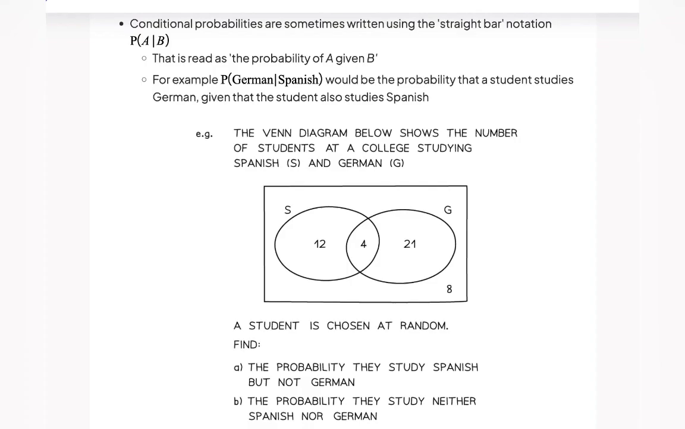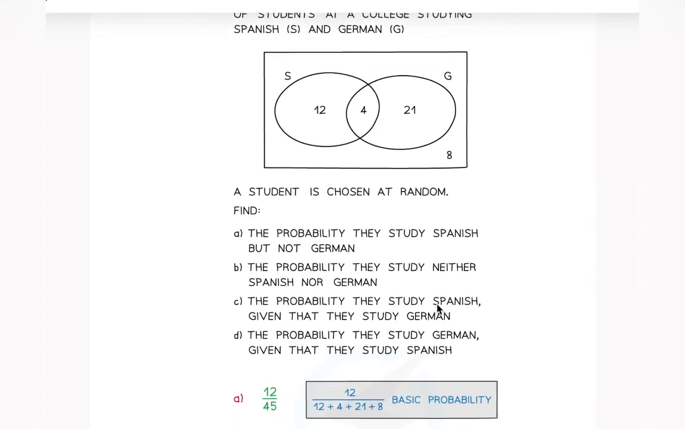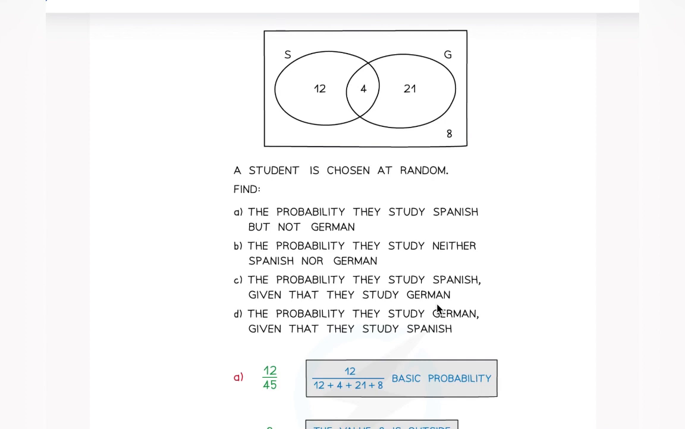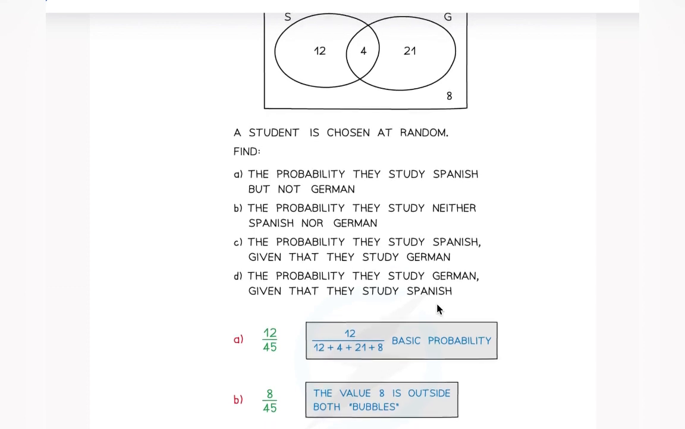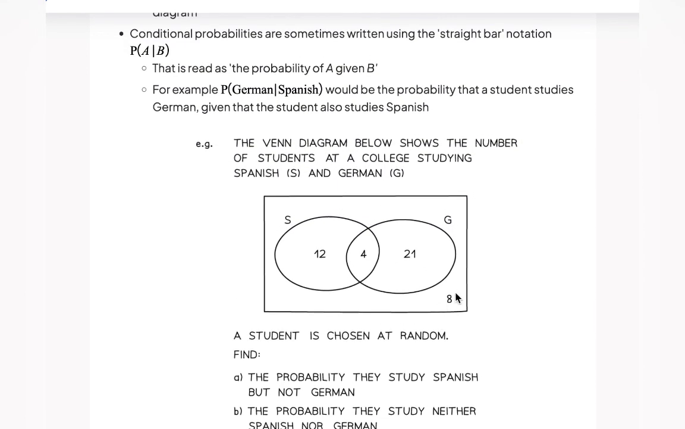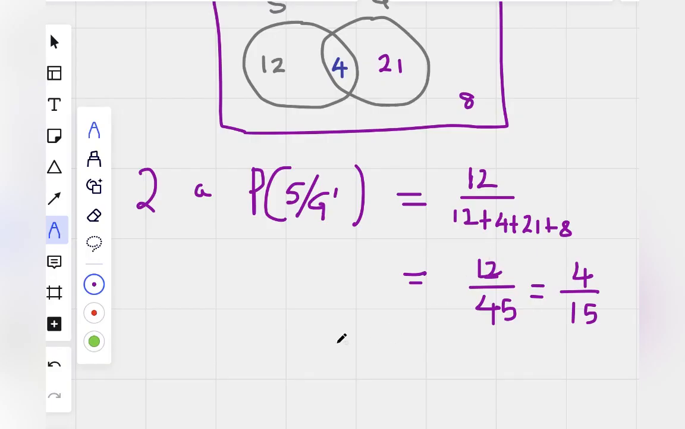Now let's see the second part of the question. The B part of the question says the probability that they study neither Spanish nor German. The number of students who don't do both of the subjects is 8, right? Neither means they don't do any of the subjects.